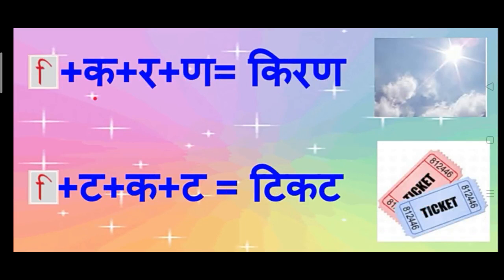One more example we will see. E ki matra plus ka plus ra plus na. What is that? Kiran. Okay. Next. E ki matra plus T plus K plus T. What is that? Ticket. Okay. First one, E ki matra plus K plus R plus Na, Kiran. Second one, E ki matra plus T plus K plus T, Ticket. Understand everyone? How we are using E ki matra? Very easy, right? Okay.